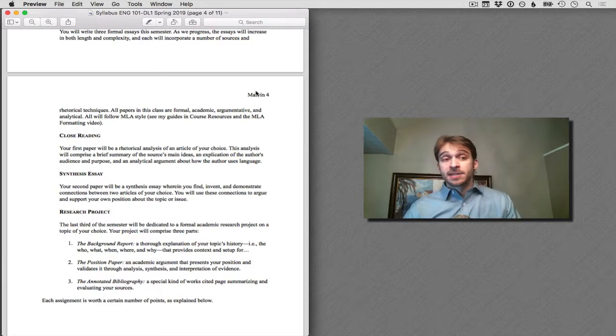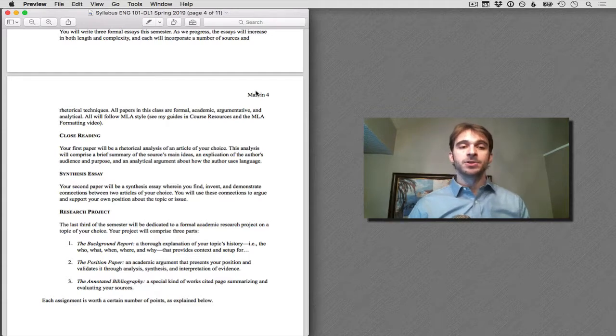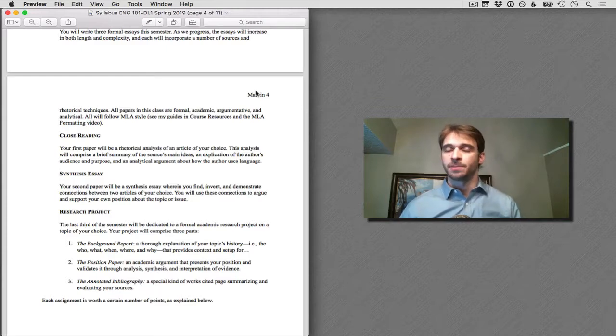Next is the synthesis essay. Your second paper will be a synthesis essay wherein you find, invent, and demonstrate connections between two articles of your choice. You will use these connections to argue and support your own position about the topic or issue.